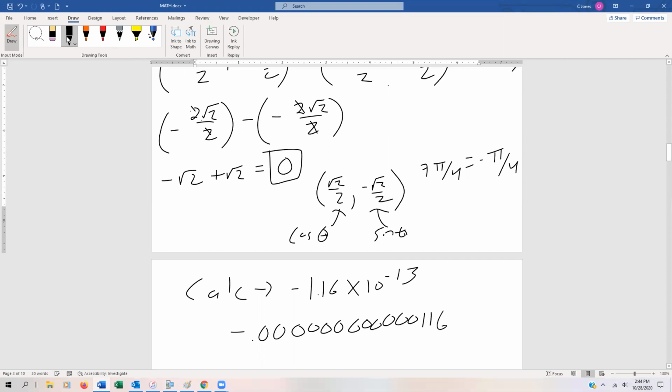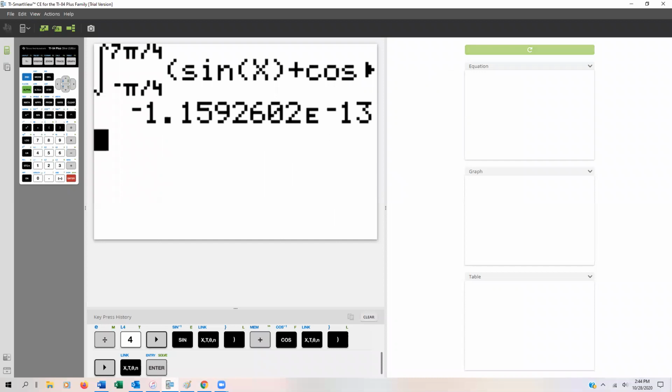And then 116, which is approximately 0 anyway. The calculator will not give you an exact answer, okay? Only calculus will. Sometimes this might give you a 0, but a lot of times it's going to use scientific notation to approximate it.